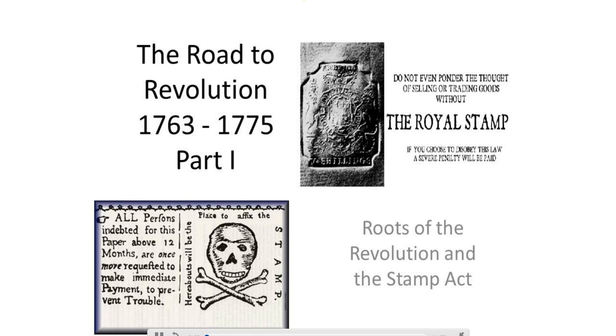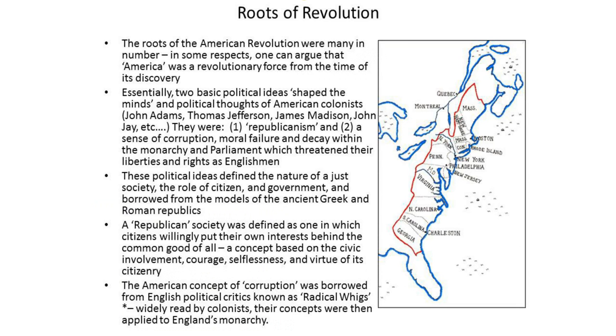In this video lesson, we'll talk about the roots of the Revolution and the impact of the Stamp Act on the colonies. The roots of the American Revolution were in a lot of ways that America had become a revolutionary force from the time that it was discovered.